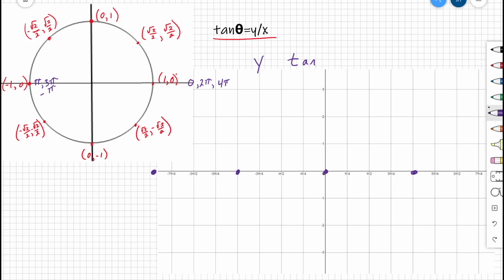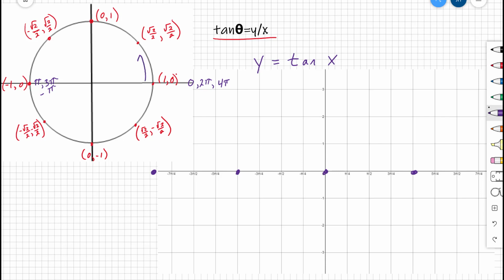And I'm going to write this y equals tangent x. I know that we're saying up here tangent theta equals y over x, but now we're looking at tangent as a function on its own, and we're graphing it with x being our angle and y being our tangent of that angle. So I know that gets a little confusing. Just try to keep them separated. Let's go around our unit circle.